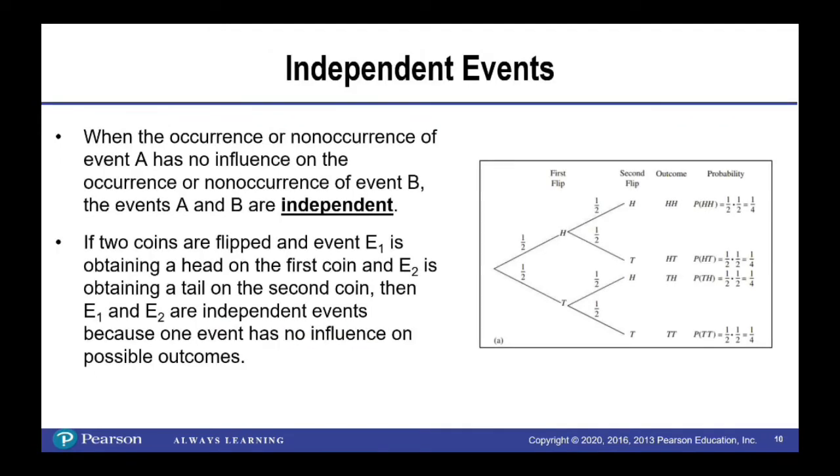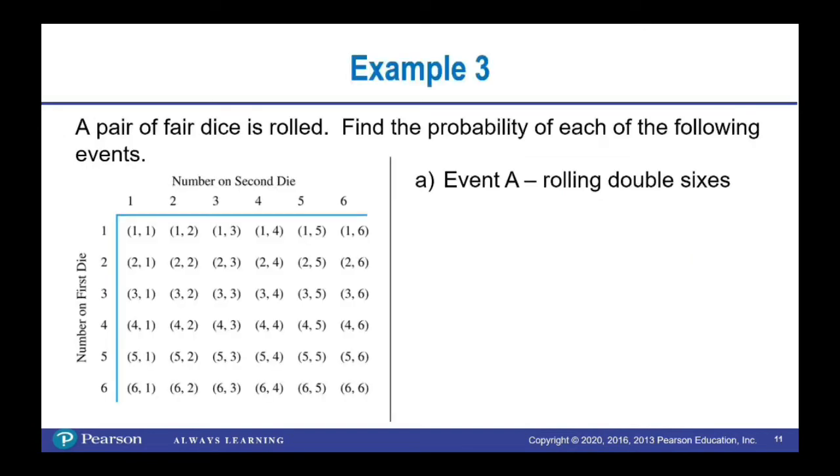Let's think about independent events. Independent events mean they don't influence each other, like tossing 2 coins or rolling 2 dice. The outcomes of tossing 2 coins don't impact each other, or the outcomes of rolling 2 dice don't impact each other. Now, event A is rolling double sixes.